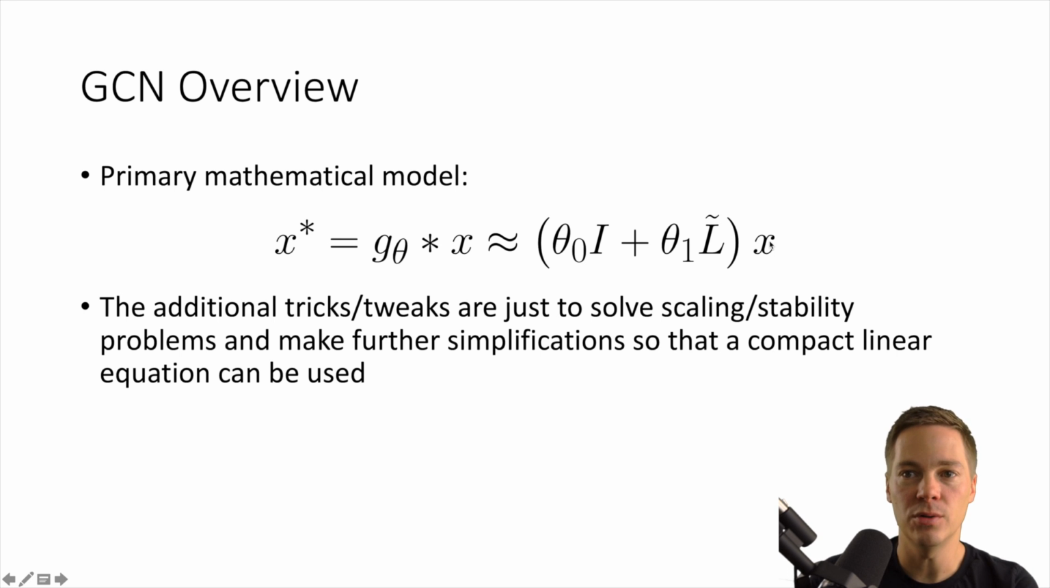And beyond this, there's a few tricks and tweaks that are introduced by Kipf-Welling that solve a variety of problems and result in additional simplifications. And the result of all of this is that we get this nice, convenient layer form that looks sort of like just another neural network layer. And those are what we're going to work through the rest of this lecture.